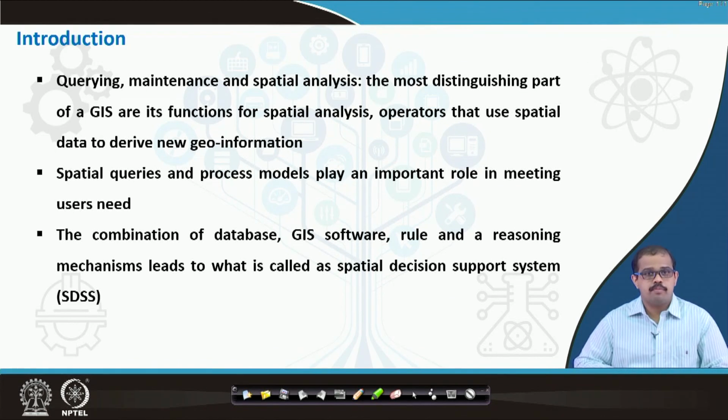Spatial queries and process models play a very important role in meeting user needs. All the models that we looked at, using those types of data models, we try to do the spatial query, and these queries yield whatever results are necessary for information on the real world in the form of a data model. The combination of a database, GIS software, and the rule and reasoning mechanism leads to something called a spatial decision support system.